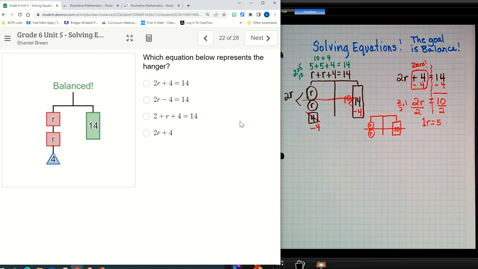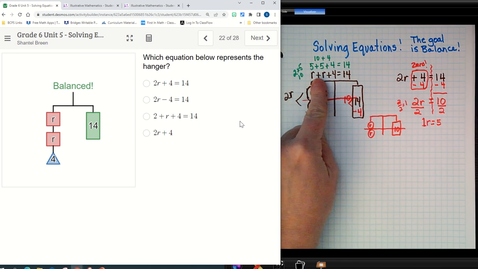What is our equation? All right, so we know we wrote it down. So we know we have R plus R, but that's not a choice. I mean, it could be a choice. I see 2 plus R plus 4, but that's not what I have.